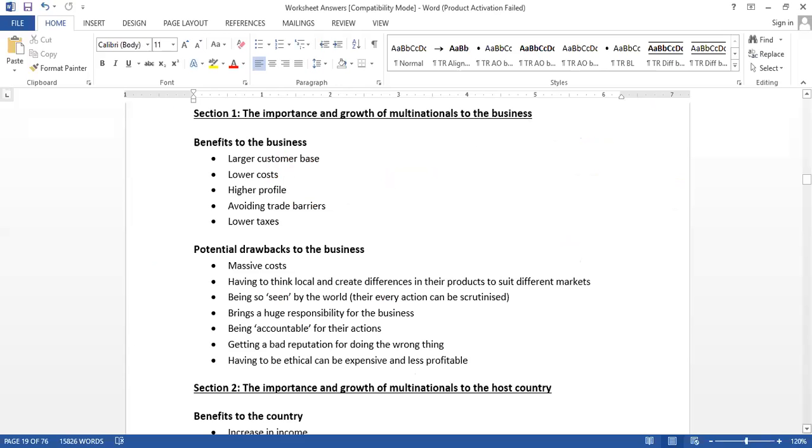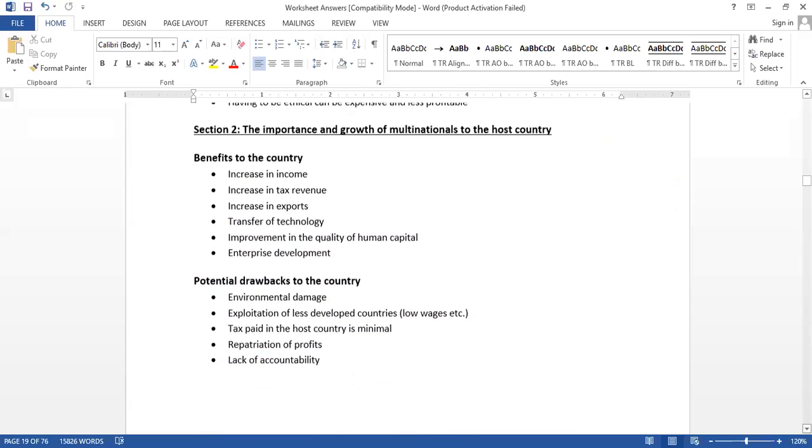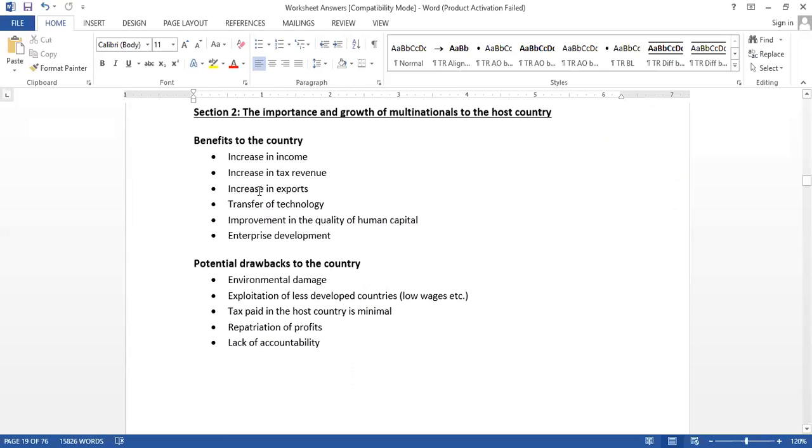Look at these points. You can talk about the increase in income, increase in tax revenue. Benefits to the country: increase in income is possible, as I told you, because of the job opportunities. Increase in tax revenue to the government, so the government can use that money for the benefit of the society. Increase in exports, because when the manufacturing takes place in India, the output will be exported to other countries like Sri Lanka and Japan and other Asian countries and other European countries.